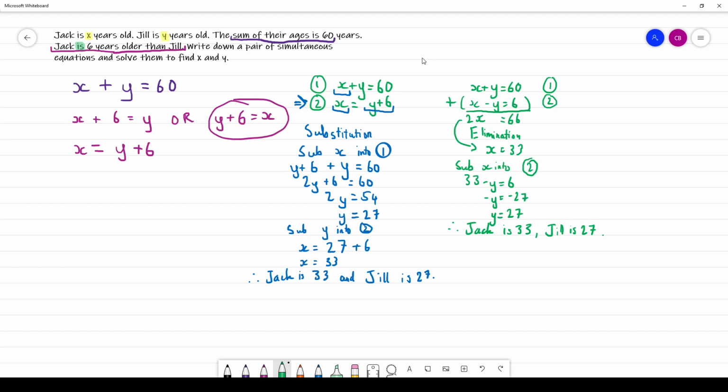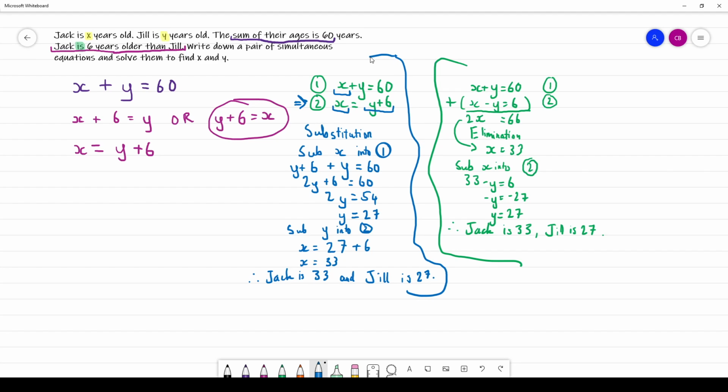So we had two methods here, elimination and substitution. Depending on how your equations are written, it might be easier to do one or the other. And also it depends on what the question asks you to do as well.